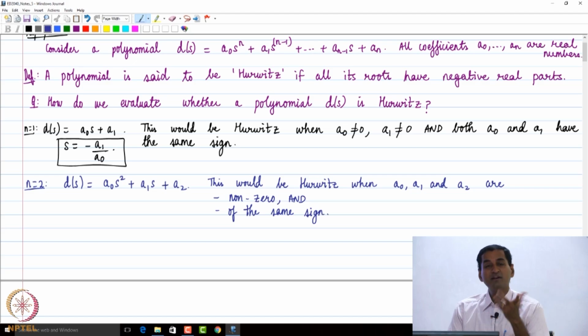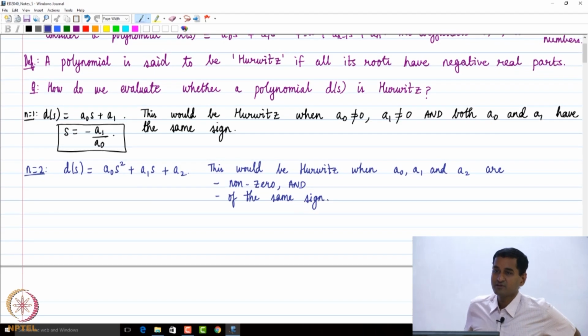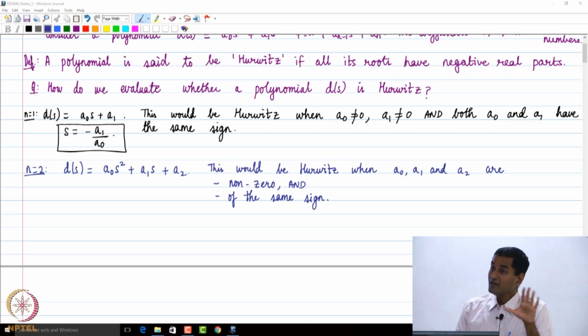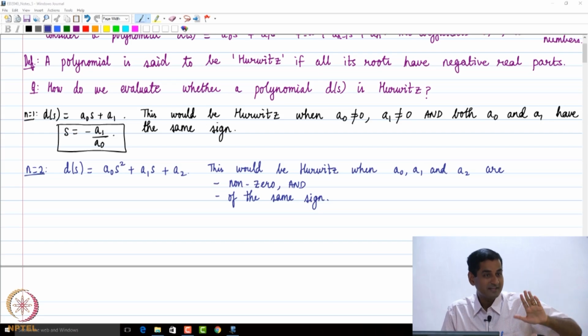So you apply it to any quadratic polynomial. If all the coefficients are non-zero and of the same sign, we are done. We know for sure, even without calculating the roots, that the roots are going to be in the left of the complex plane. Please note that we are interested, to begin with, in the question of locating the roots. So I am only asking whether the roots are in the left of the complex plane, on the imaginary axis, or on the right of the plane. We are not looking at the exact locations right now.